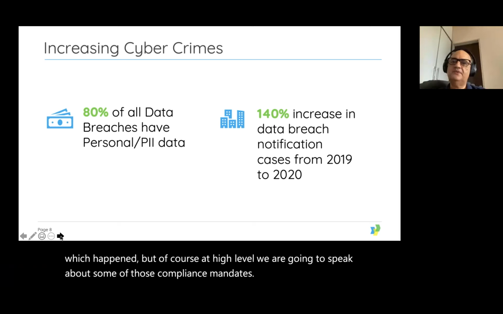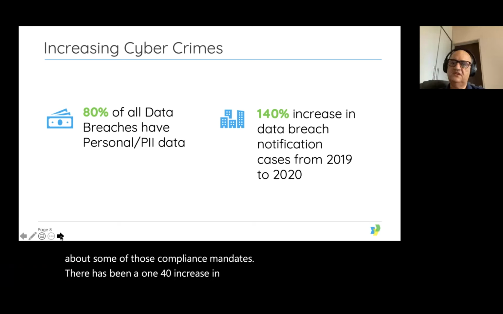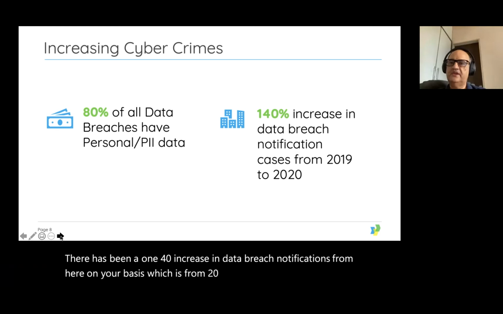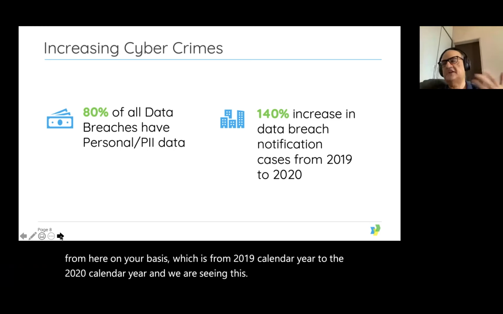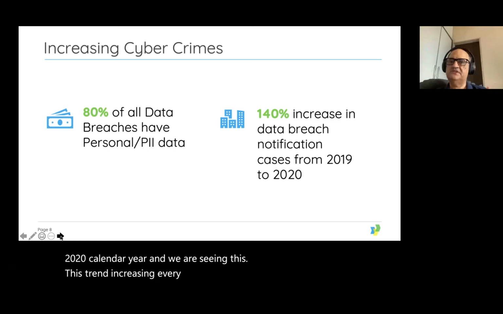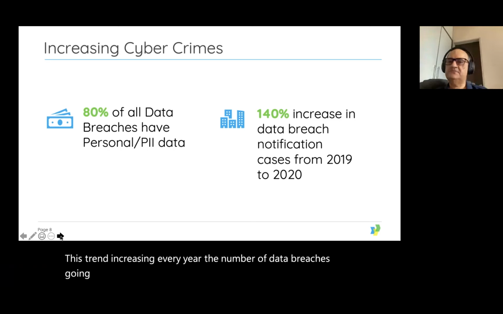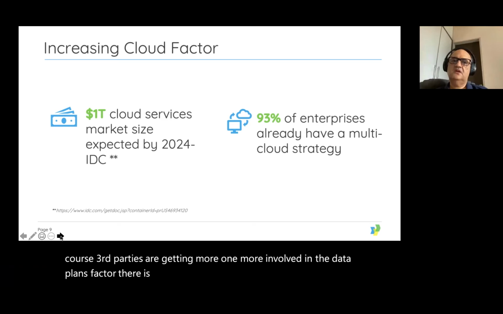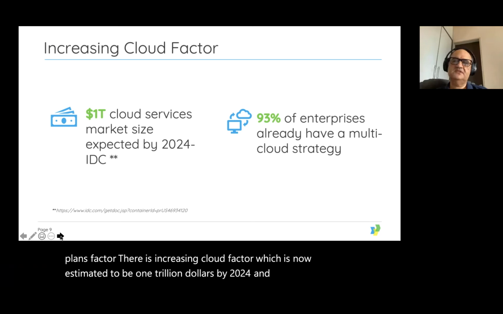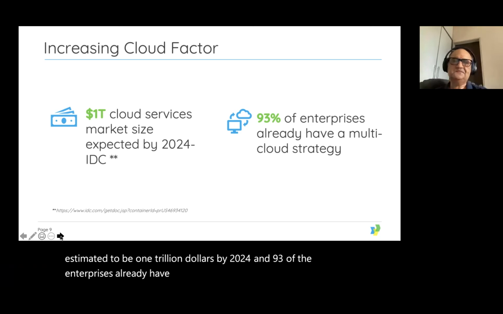There has been a 140% increase in data breach notifications year-on-year, from the 2019 calendar year to the 2020 calendar year, and we are seeing this trend increase every year. The number of data breaches is increasing, the cost per data breach is increasing, and third parties are getting more and more involved in data breaches. There is also an increasing cloud factor, which is now estimated to be $1 trillion by 2024, and 93% of enterprises already have a multi-cloud strategy.